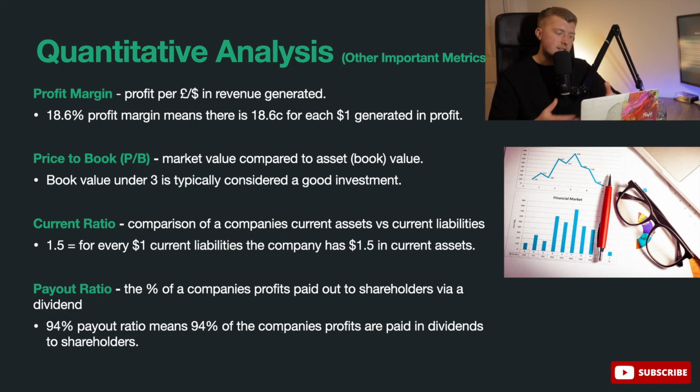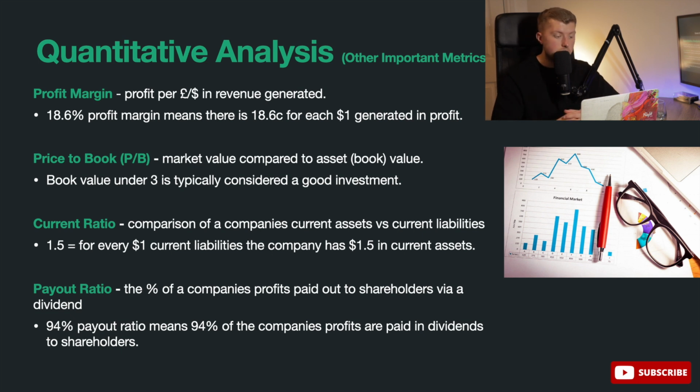So, for example, a current ratio is typically seen as perhaps 1.5, which essentially means for every $1 in current liabilities the company has, they have $1.50 in current assets, which is obviously a healthy position to be in because they have a higher amount of current assets than they do current liabilities.